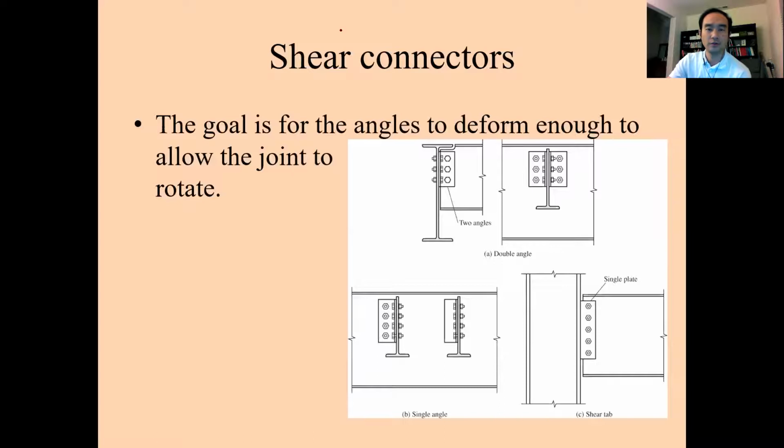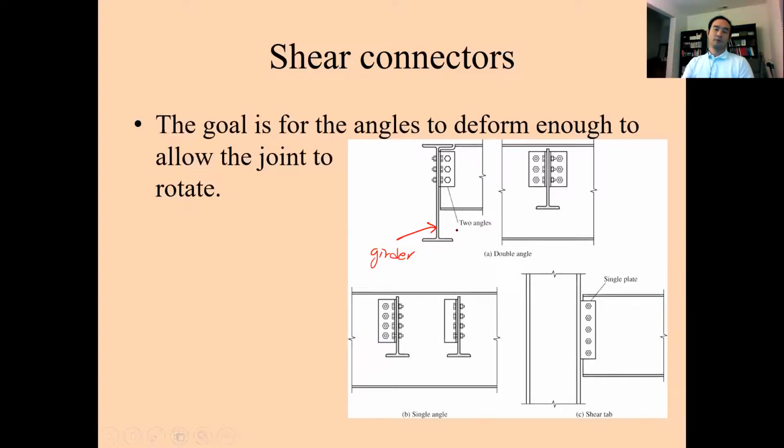The goal of the shear connector is for the angles to deform enough to allow the joint to rotate, right? So again, this is an example where we have a column, and a shear plate connected through these bolted connections to the beam, or the girder. So this is a big beam, right? So this is the girder, and here we have a small beam through these angles, double angles.